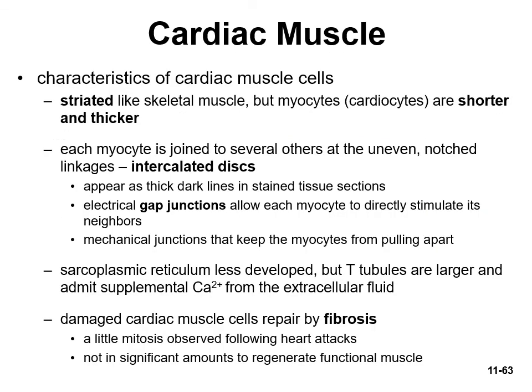As I mentioned previously, cardiac muscle cells are striated, but the overall cardiac cells are shorter and thicker. They don't run the full length of the muscle like skeletal muscle cells do. Each myocyte is joined to several others at uneven linkages called the intercalated discs. They appear as dark, thick lines in tissue sections, and these are those gap junctions. They also serve as mechanical junctions that keep the myocytes from pulling apart.